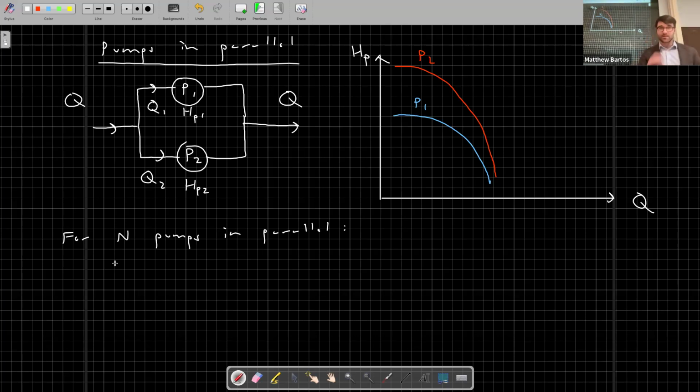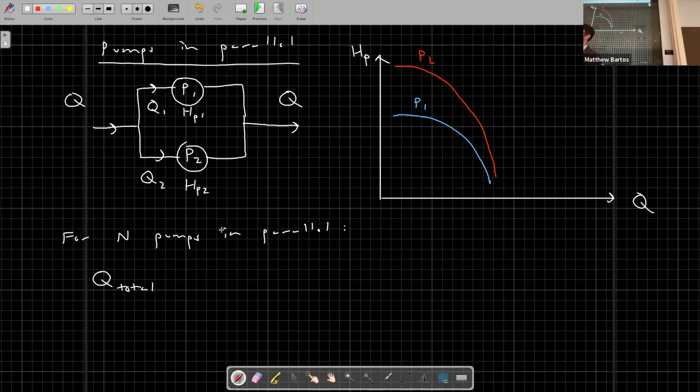First, let's look at the total flow rate going through this system of pumps. You can see from continuity that the total flow rate going through this system has to equal the sum of the discharges going through each branch, right? You have some flow rate Q going in that splits into some set of flow rates Q1, Q2, all the way through Qn.